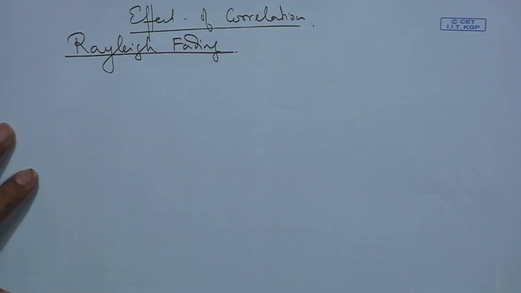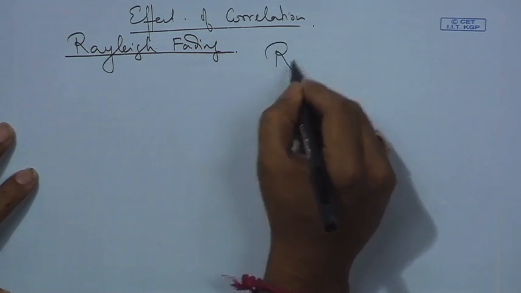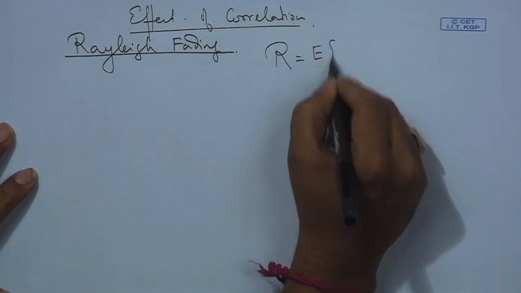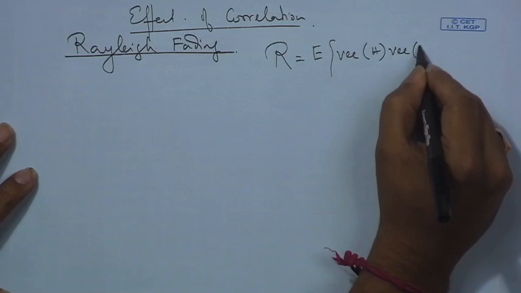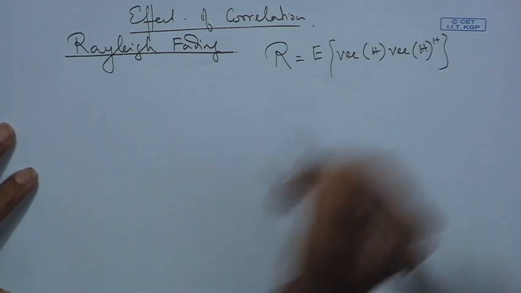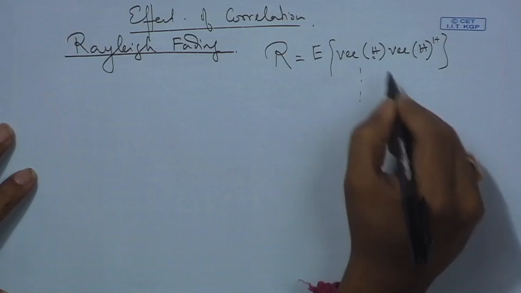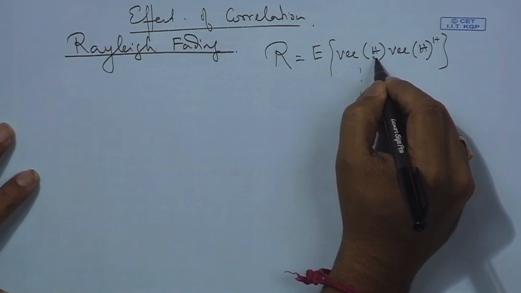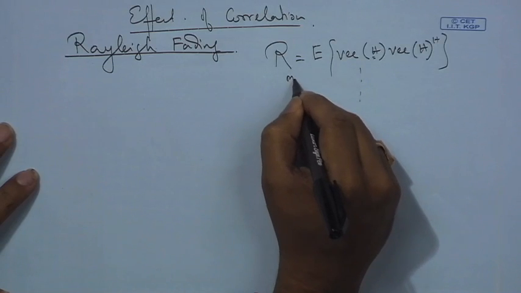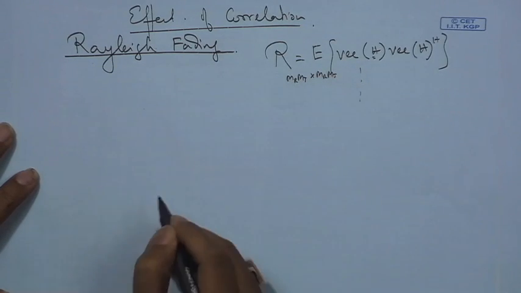We will take Rayleigh fading into account, and we remember that R is basically the expectation of vec of H times vec of H Hermitian. In the vec operation, we remember, if this is H, it stacks vectorially. So this R is of the size MR MT cross MR MT. It's a big matrix.